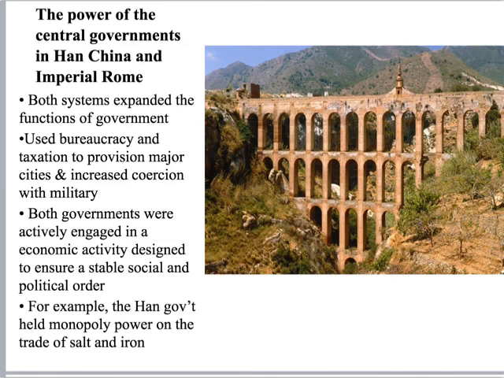Both governments were actively engaged in economic activity designed to ensure and stabilize the local order, making sure that the economies were running well and fairly. One example of this is that the Han government held a monopoly on the trade of salt and iron, making sure that it was always available.